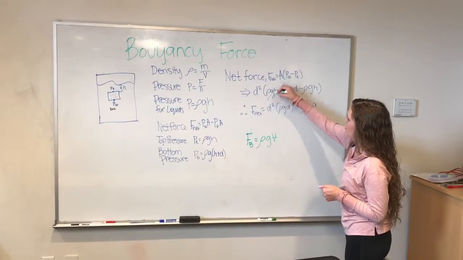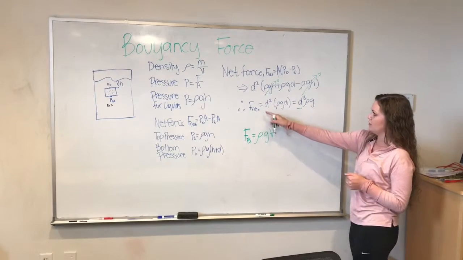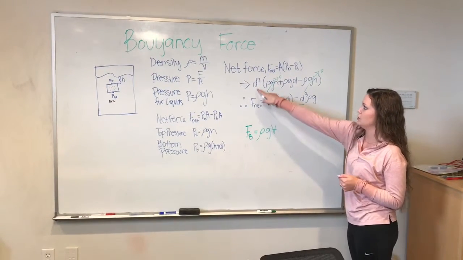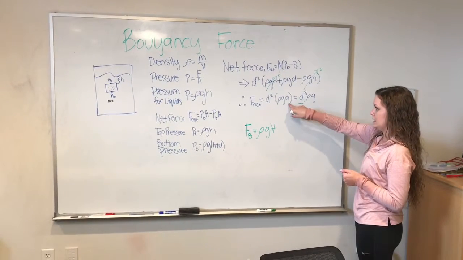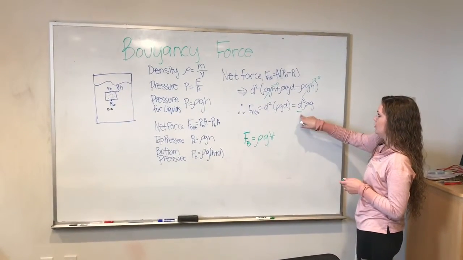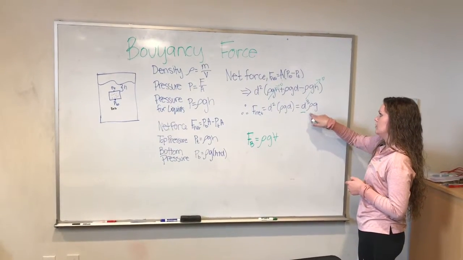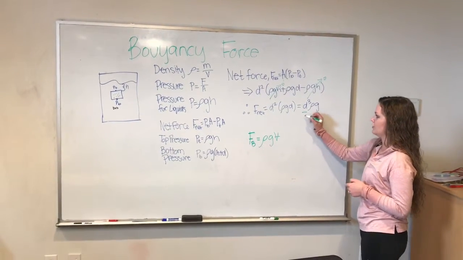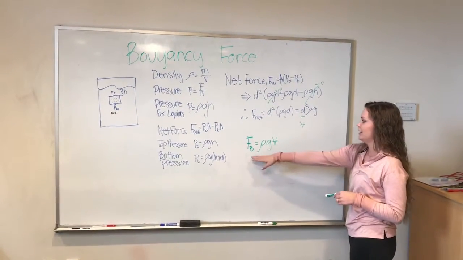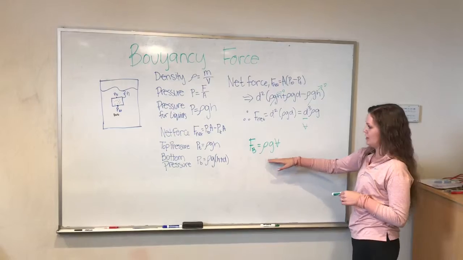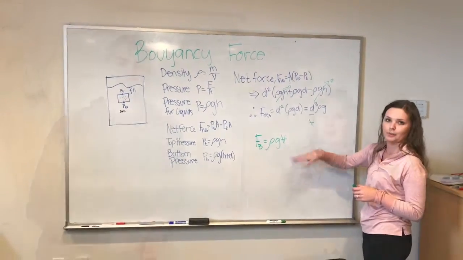And these two terms cancel out, which gives you the area, which is d squared, times rho g d, which then gives you the net force of d cubed rho g. And this is just volume. So in conclusion, the buoyancy force is rho g V, which is density, gravity, and volume.